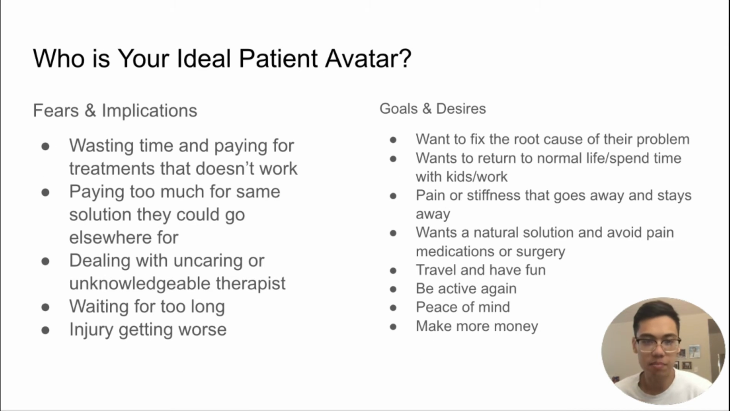So now we're diving deeper into this ideal patient avatar. We're going to be talking about the fears and implications that they have and their goals and their desires. So more of the fears is wasting time and paying for treatments that don't work. Maybe they've seen chiropractors, other PTs, going to doctors, having surgery, and none of that really had a long-term impact on their injury. They're also scared of paying too much for the same solution that they could go elsewhere for.